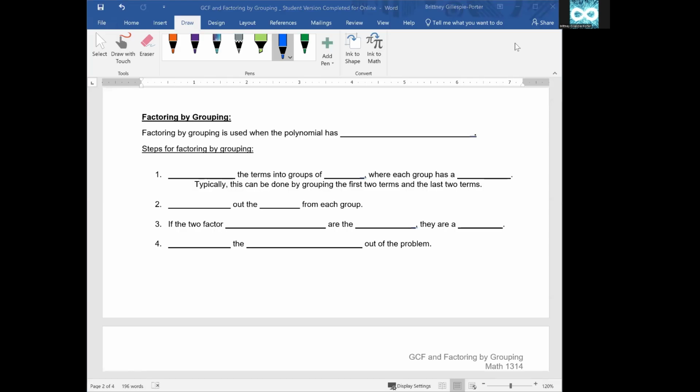Let's talk about factoring by grouping. Factoring by grouping is used when the polynomial has 4 terms. So let's lay some ground rules.